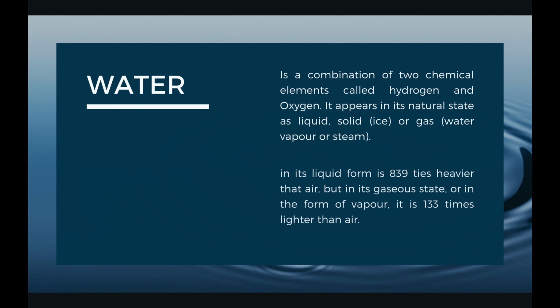Water is a combination of two chemical elements called hydrogen and oxygen. It appears in its natural state as liquid, solid ice, or gas: water vapor or steam. In its liquid form it is 839 times heavier than air, but in its gaseous state or in the form of vapor, it is 133 times lighter than air. In short, water is 133 times lighter than air in its gaseous state, while in its liquid state, it is 839 times heavier than air.